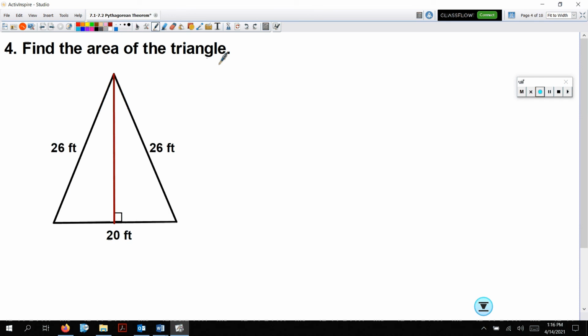All right, find the area of the triangle. Let us recap on the formula for area of a triangle. Area equals 1/2 times the base times the height. Okay, so we're going to work with this equation here. Area equals 1/2 times the base. Well, the base is 20. But I need to know what the height is.